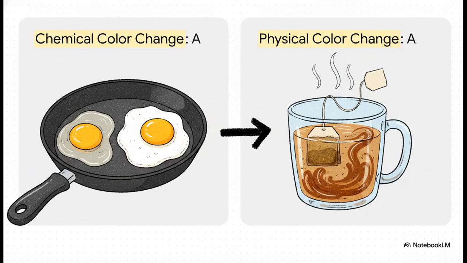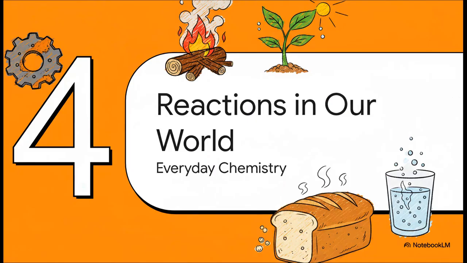And the exact same rule applies to color. When you cook an egg, that clear liquid permanently becomes a new, solid white substance. That's a chemical change. But making a cup of tea? Well, that's just a physical change. You're not making anything new, you're just mixing tea particles into the water. See the difference?